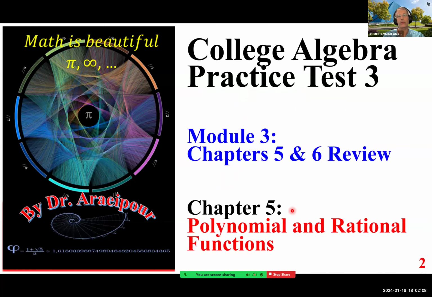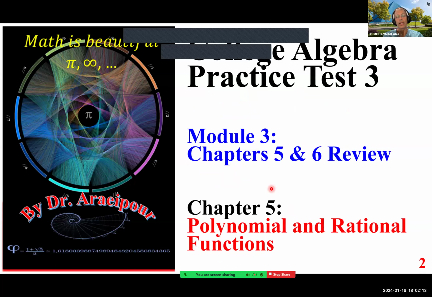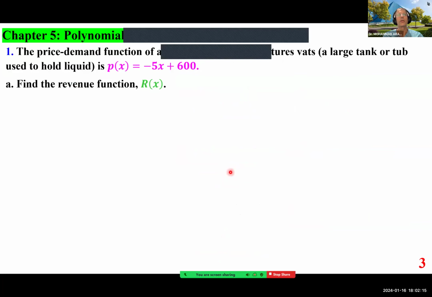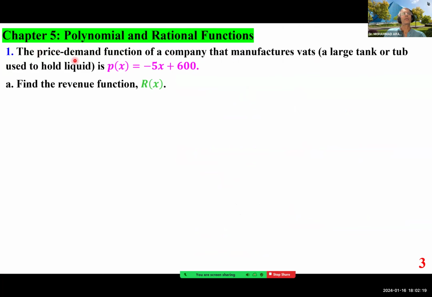And now we are going to look at Chapter 5, Polynomial and Rational Functions. So the price-demand function of a company that manufactures a large tank or tub used to hold liquid is given as P of x equals minus 5x plus 600. We want to find the revenue function. The revenue function is the number of units times the price.